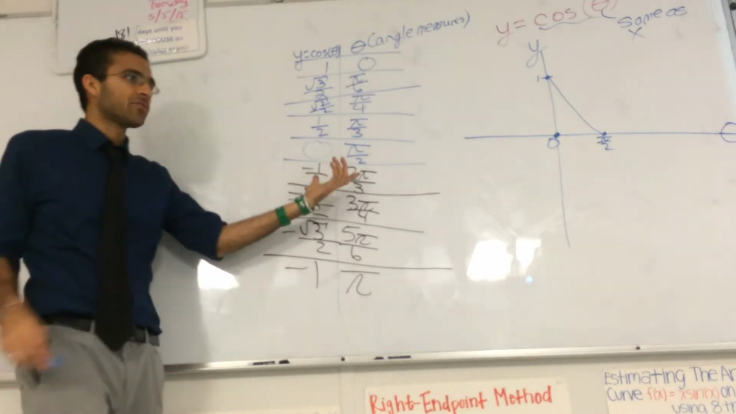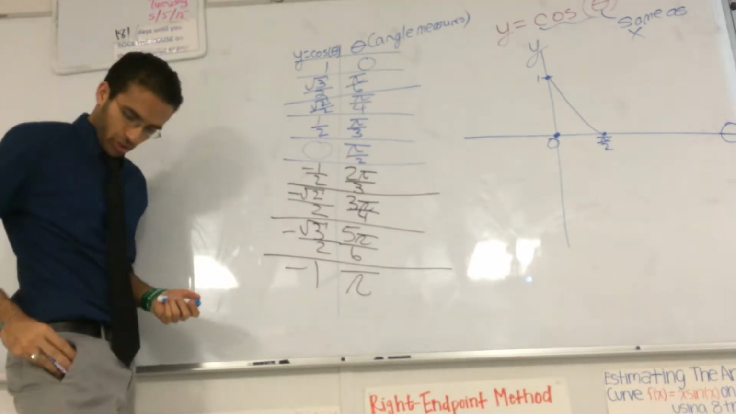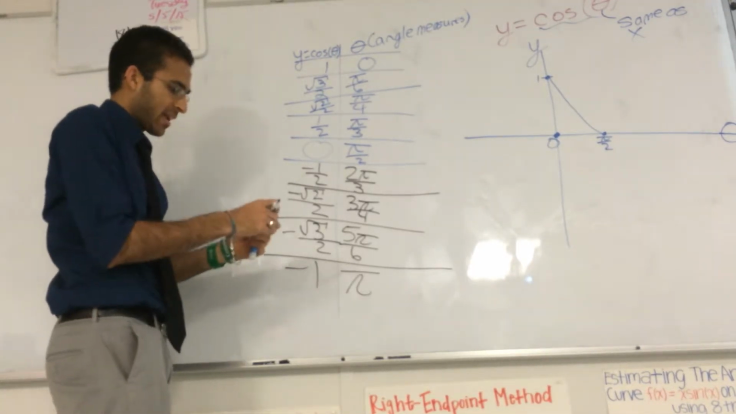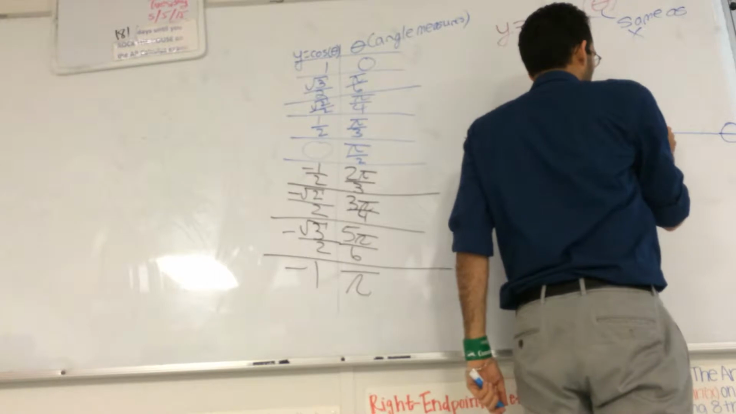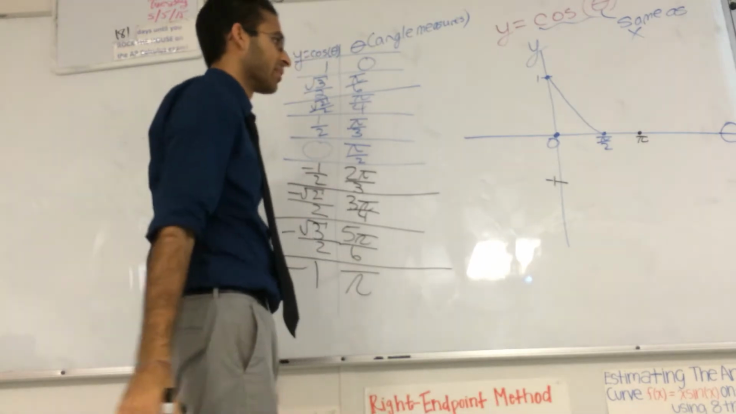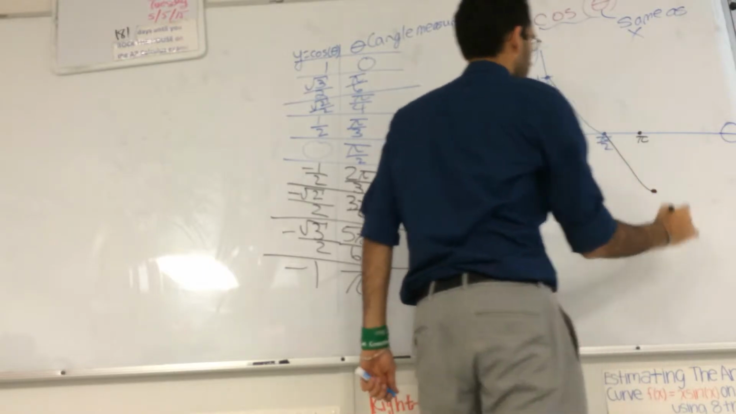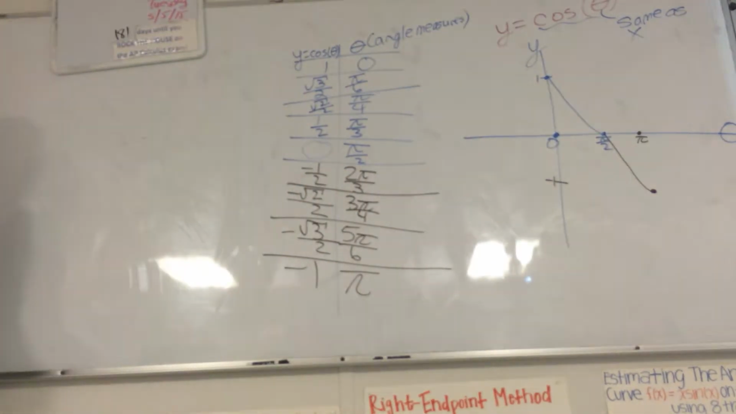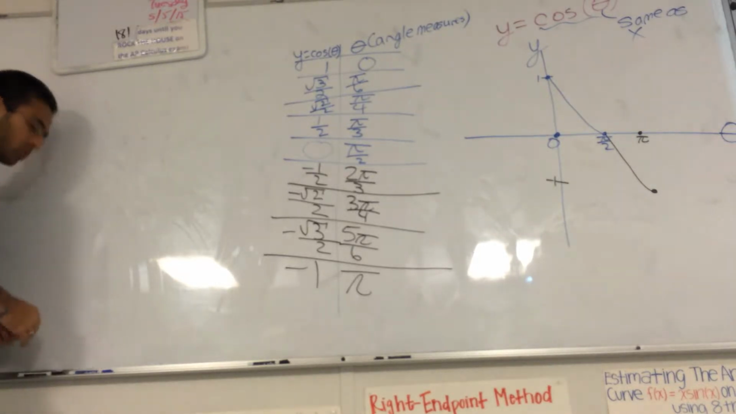Alright, so now we want to take these and plot them on the graph. Well, I really don't know too much. What I do know with certainty is that when the angle is pi, the y value is negative 1. So let's just say pi is somewhere here. The y value is negative 1. So let's just kind of draw this down. Questions so far?